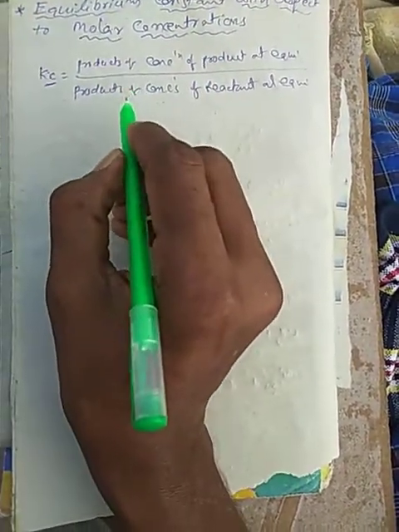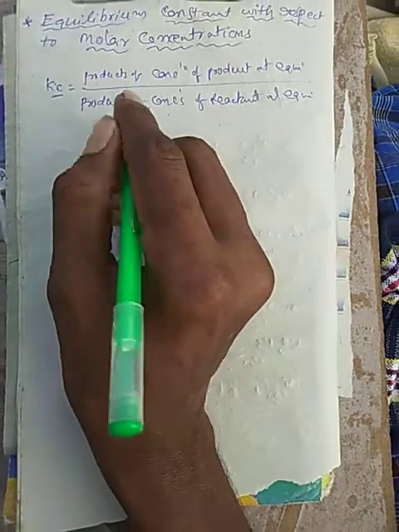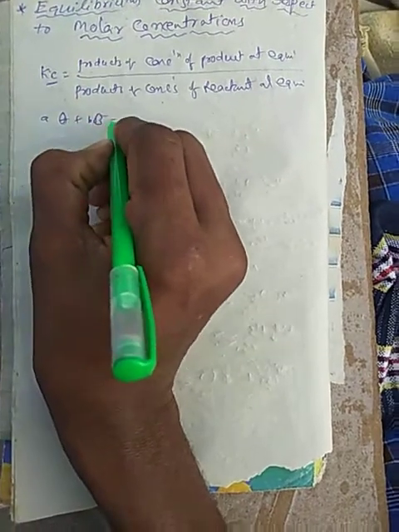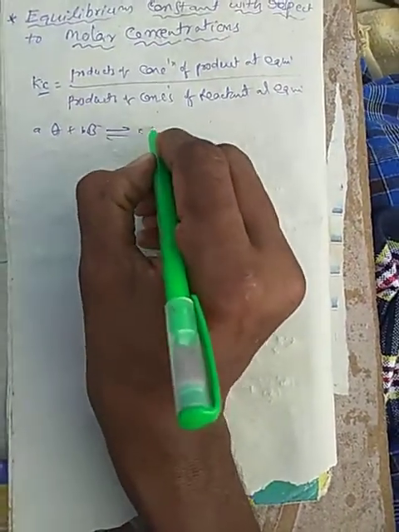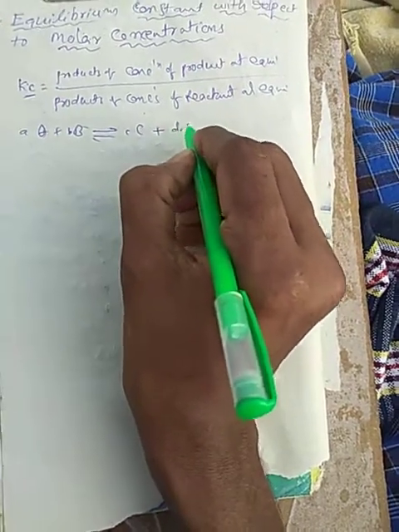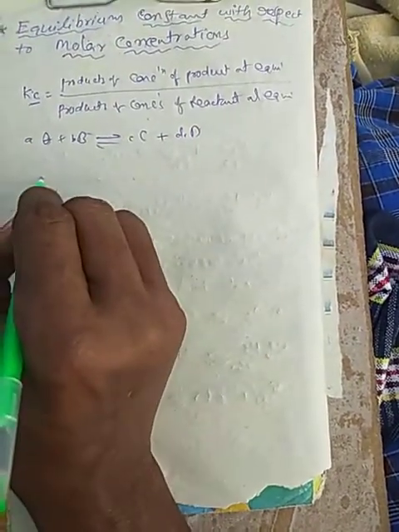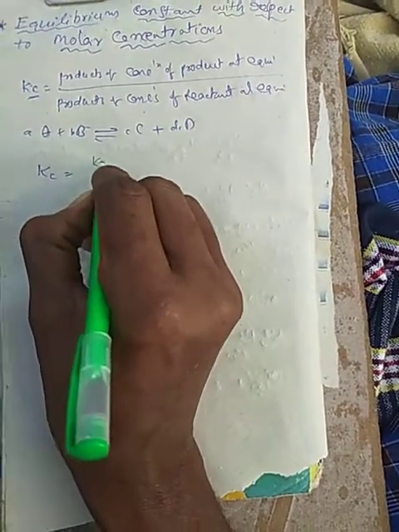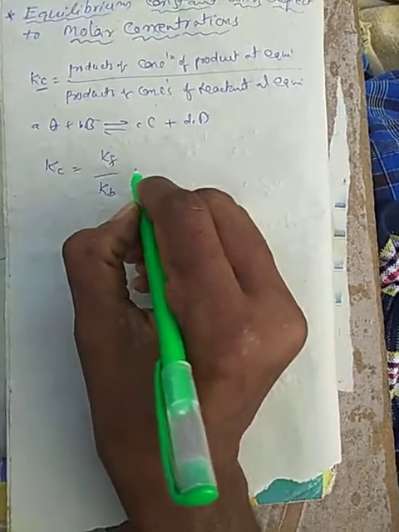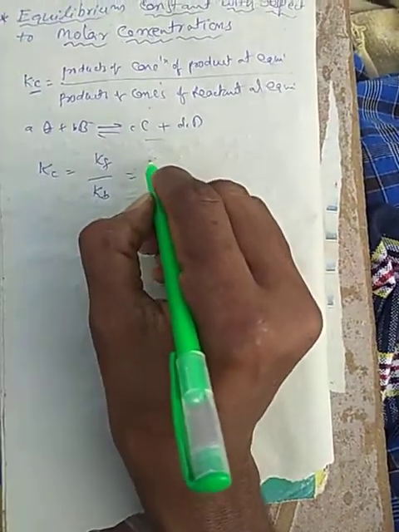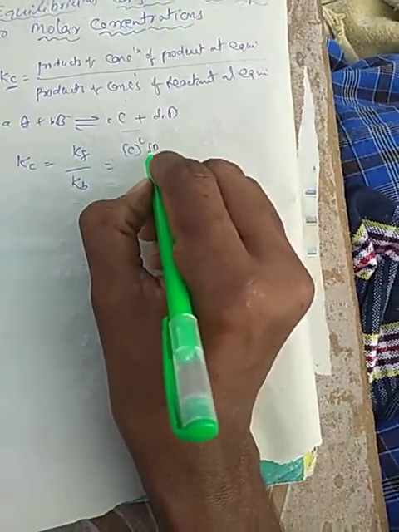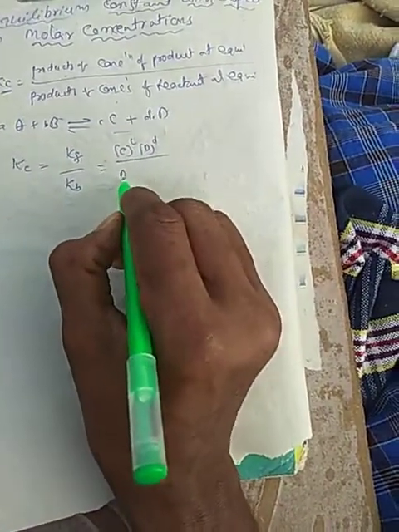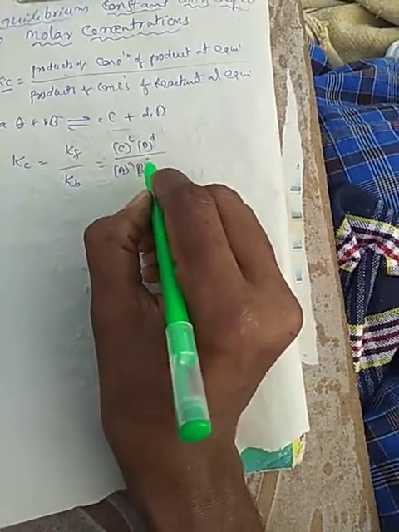Now from this equation, if we see a moles of A plus b moles of B gives rise to c moles of C and d moles of D. At equilibrium, Kc is equal to rate of forward reaction by rate of backward reaction. Then we can take concentration of C power c, concentration of D power d, divided by concentration of A power a, concentration of B power b.